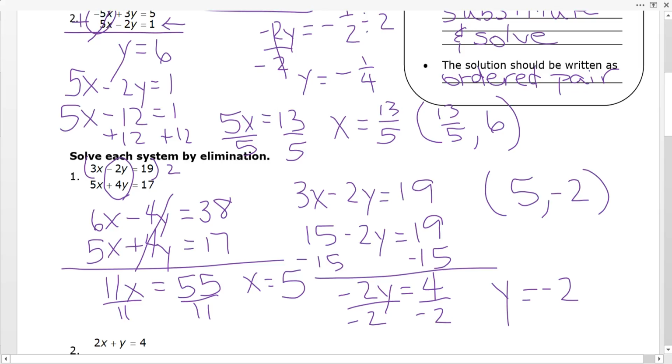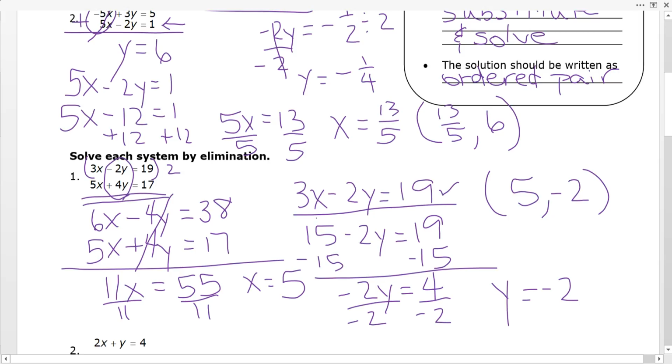And just in my head, I'm going to take those two numbers and plug them into my equation. So I'm looking at 3x plus minus 2y equals 19, this one. And I'm going to say 3 times x is 3 times 5 is 15, minus 2 times negative 2, which is 4. So I end up with 15 plus 4 equals 19, and that's correct.